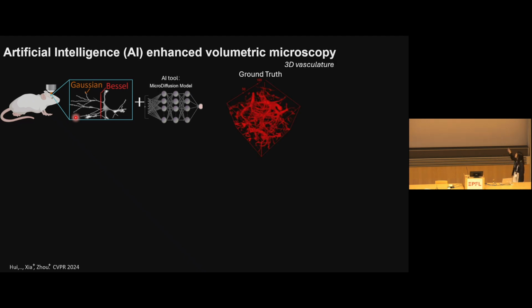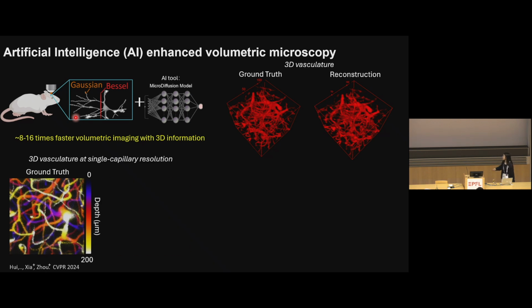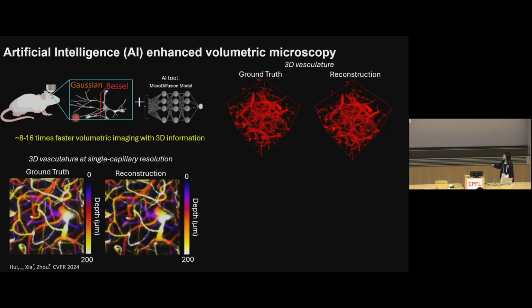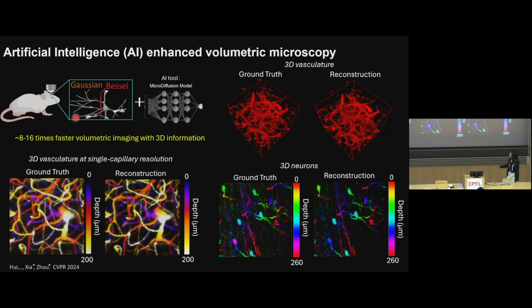For example, here is a 3D vasculature within the brain. And this is a Gaussian beam scan. With this Bessel beam scan, we can go 8 times faster, and we can reconstruct the depth information to reconstruct the 3D volumes. In the same way, we're able to reconstruct the depth information, such as the depth map shown here. On top of that, an interesting finding for us is that if we go to a more sparse sample, for example, this is a more sparsely labeled neuron, we can go to about 16 times faster data acquisition, and we can reconstruct the images with high fidelity.